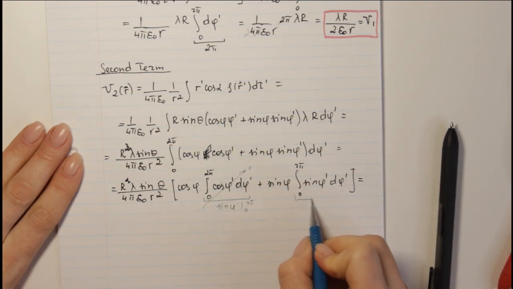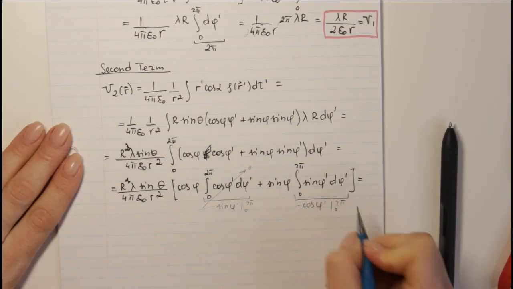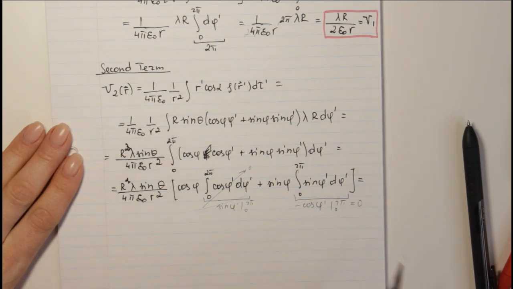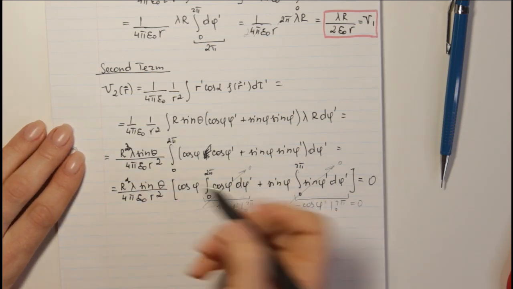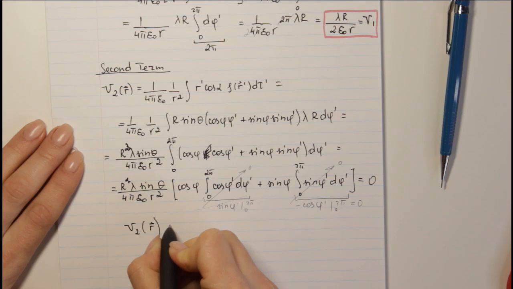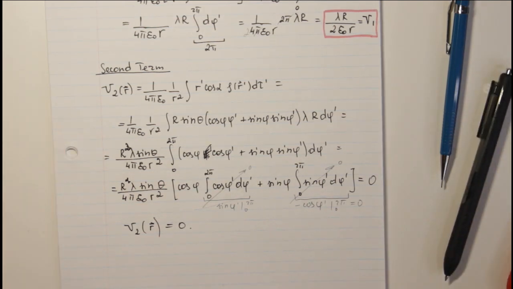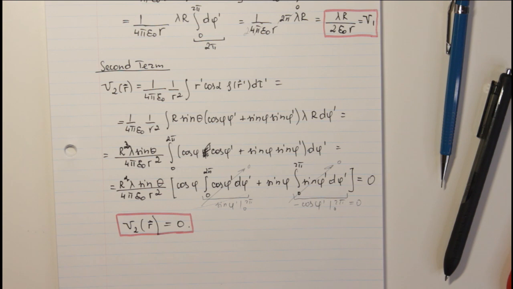And this integral here is going to be minus cos phi prime from 0 to 2 pi. But this also is going to be 0 because we're going to get minus 1 plus 1, so also 0. And the whole thing is then just 0 because this whole bracket turns out to be 0. So the second term in the potential expansion is then 0. Okay, awesome. Now we have found the second term, and the third term is a little bit more involved.